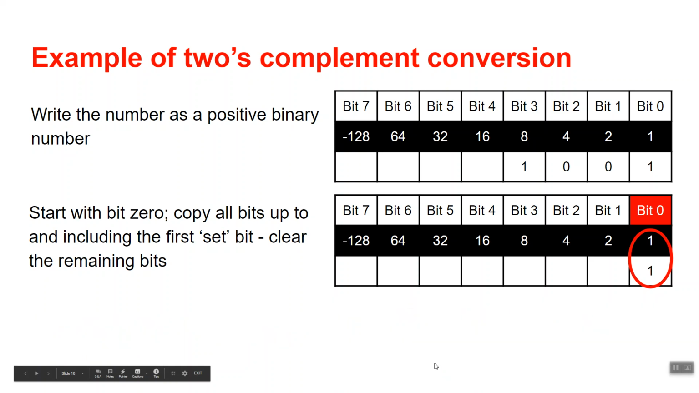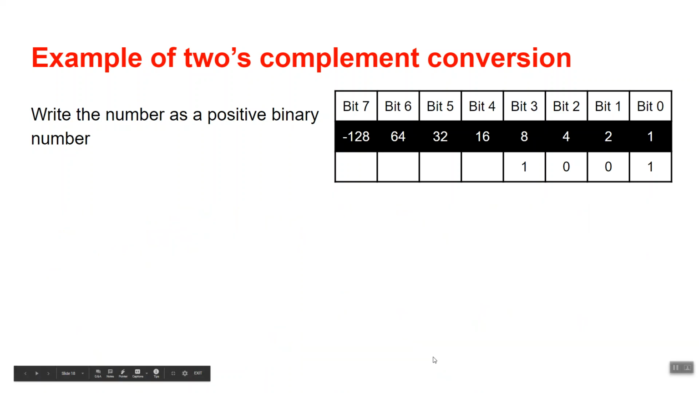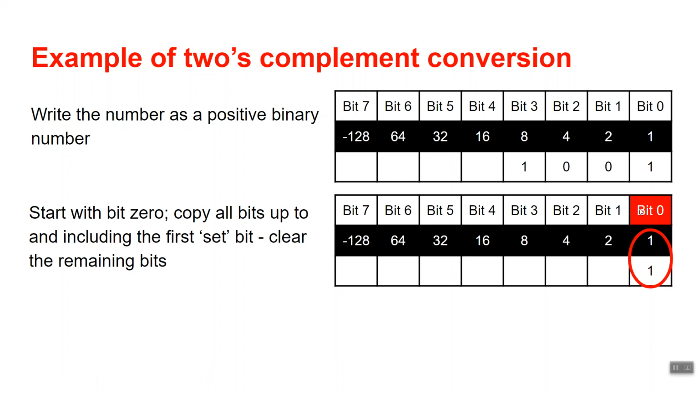I'll go through that just very quickly again. And if you're happy with this, you can just skip forward and carry on with the video, but it might be helpful for me to show you again. So, not minus 9. We begin by forgetting the minus and just writing the number down as 9 in binary. Like that. And then we start from bit 0 and look for the first set bit in the number.